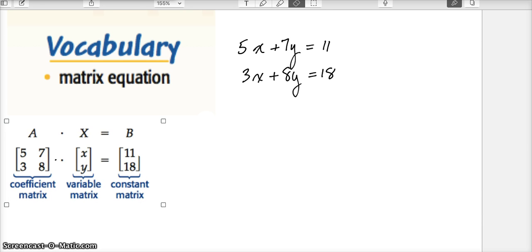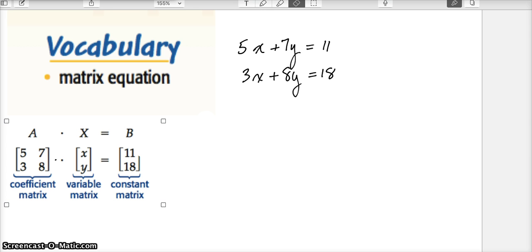The matrix equation would be, you take the coefficients here, 5, 7, 3, and 8, and make what we call a coefficient matrix. That will be A. Then X and Y will be the variable matrix, and B will be the constant matrix, which is kind of like the answers. If you multiply these matrices together, you end up with the system of linear equations that we have.